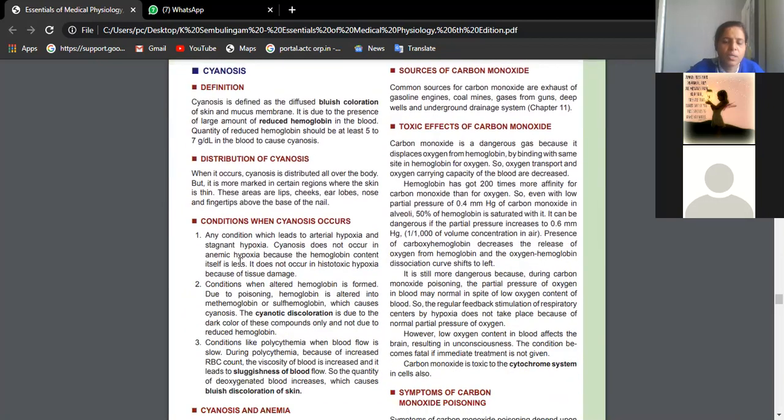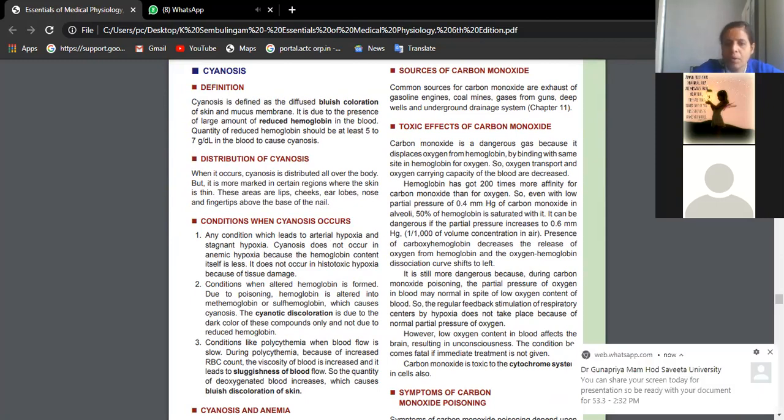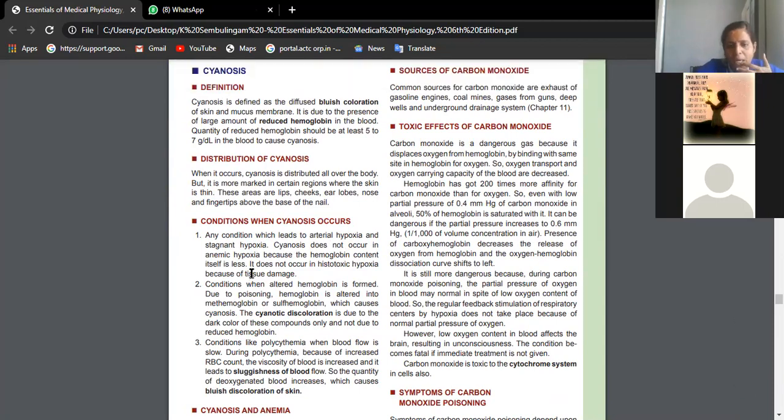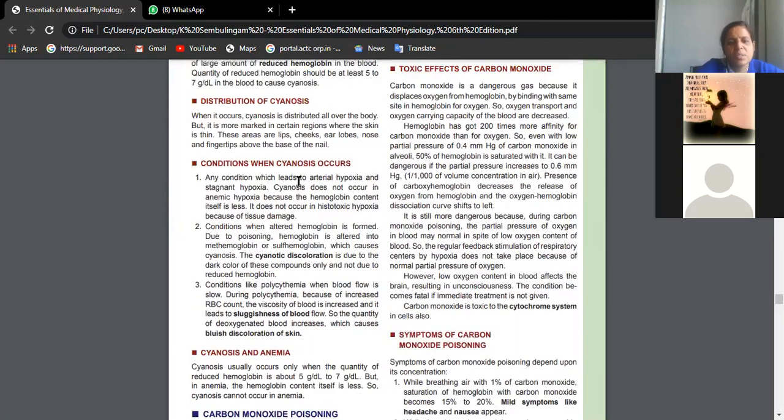So what are the conditions because of which it is occurring? Anything which is leading to arterial hypoxia and stagnant hypoxia. Only this point is asked actually. Arterial hypoxia means oxygen concentration in the blood is less, nothing but something like anemic hypoxia. Stagnant means the blood flow is sluggish because of which the tissues appear blue, with no oxygen supply to the tissues. So repeatedly the same thing is being told, beta.